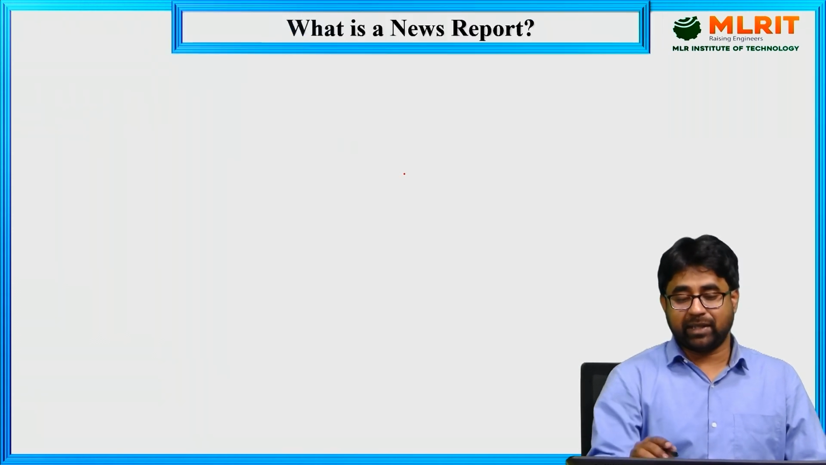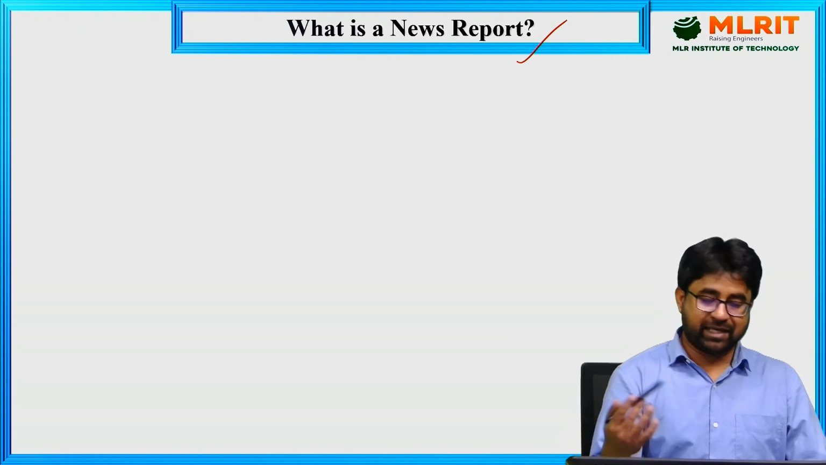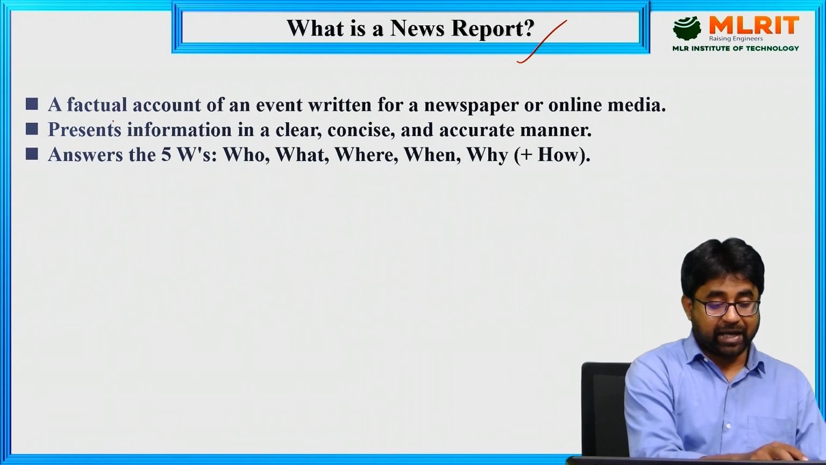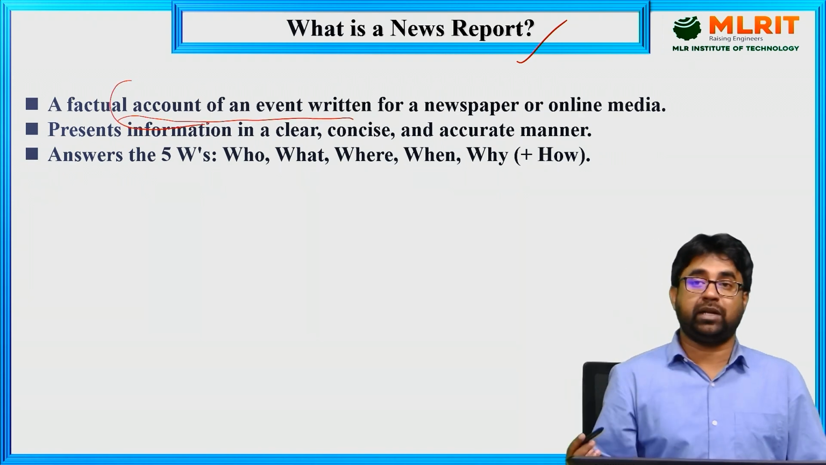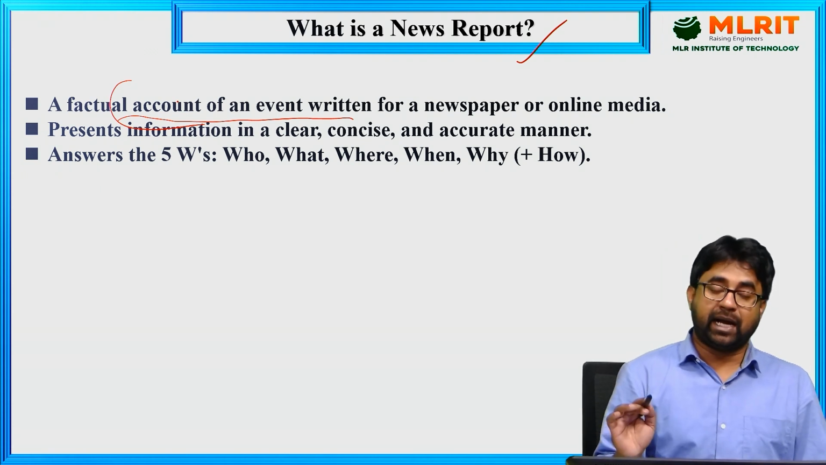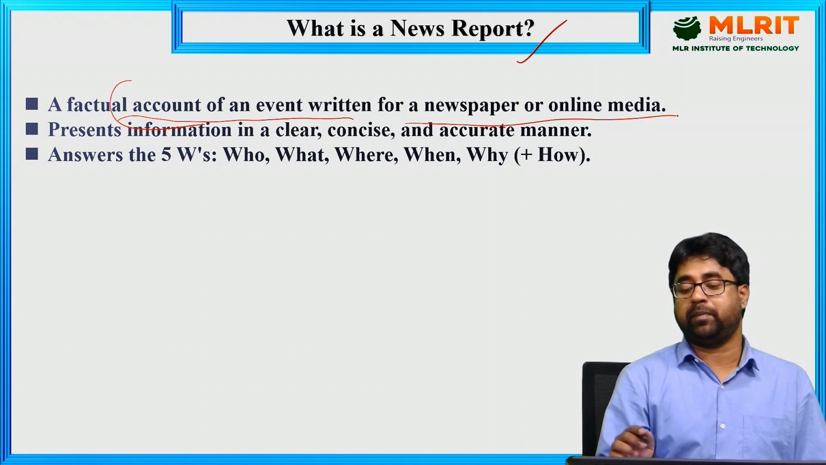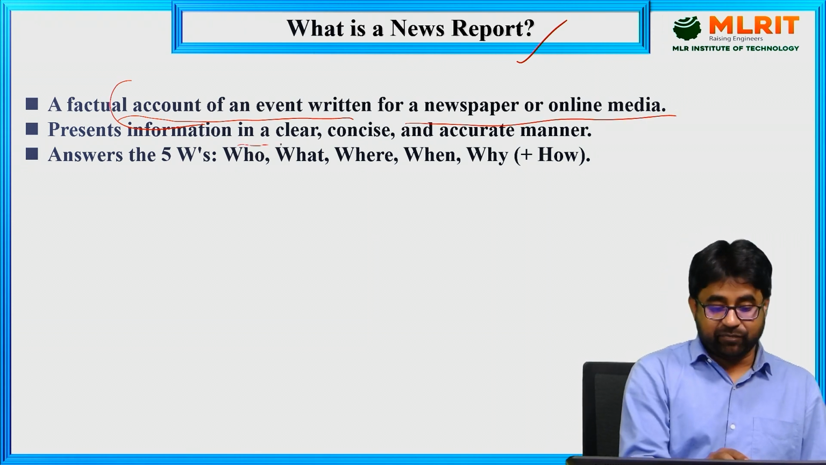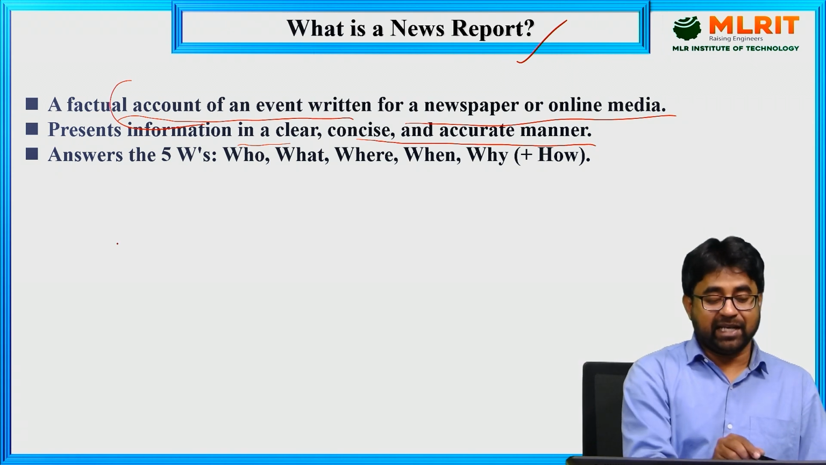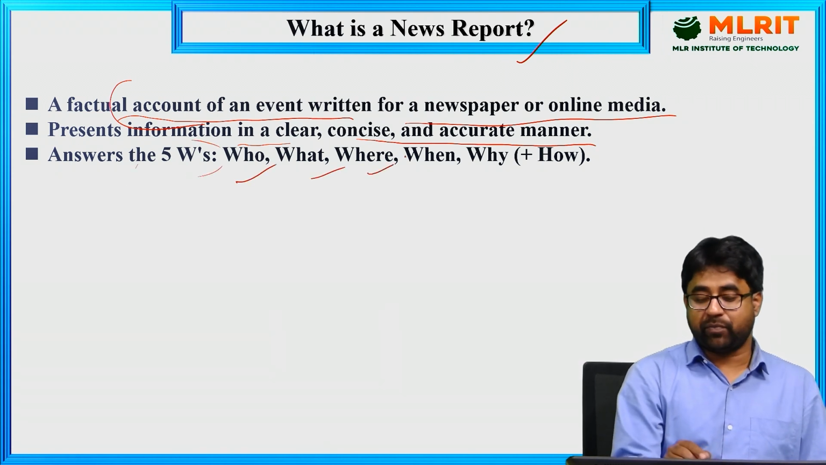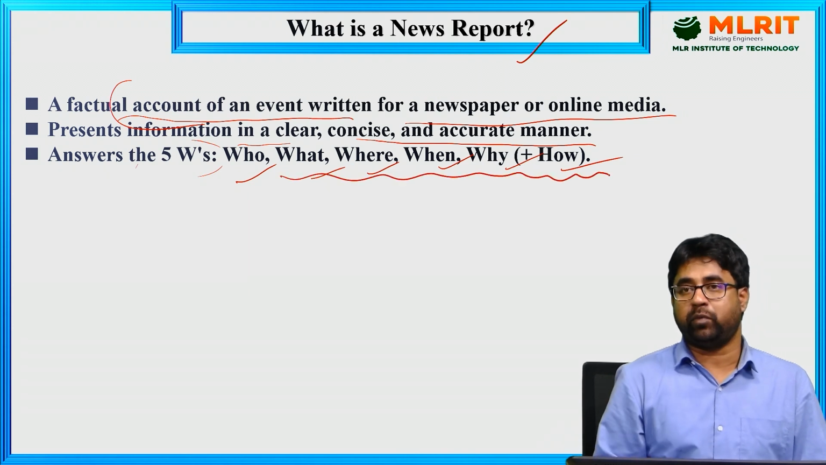Now let's see what a news report is first. You all know a news report means the report that gets published in a newspaper, right? A factual account of an event. Unfortunately, nowadays we are not sure how factual they are, but the real ideal definition of a news report is a factual account of an event written for a newspaper or online media. It presents information in a clear, concise, and accurate manner. And then it answers basically the five W's and how: who, what, where, when, why, and how. So this information is very important, right?